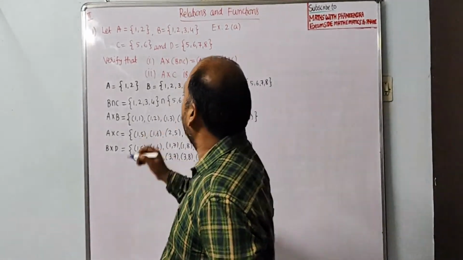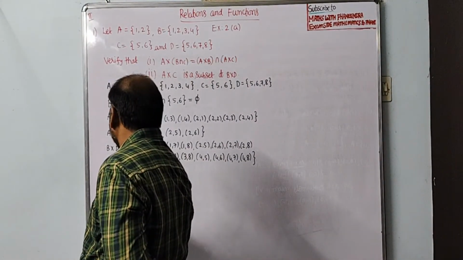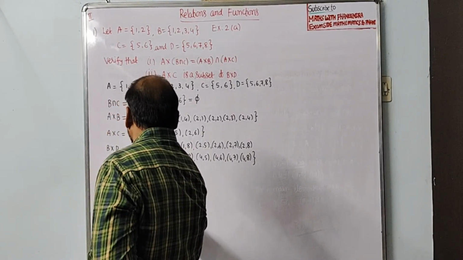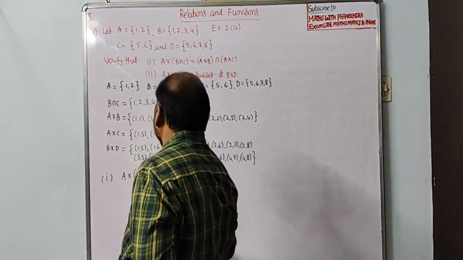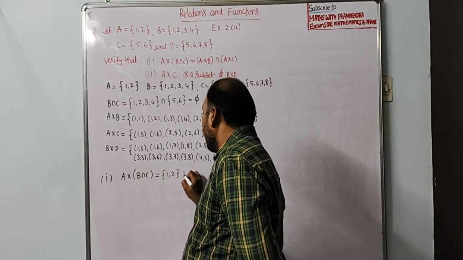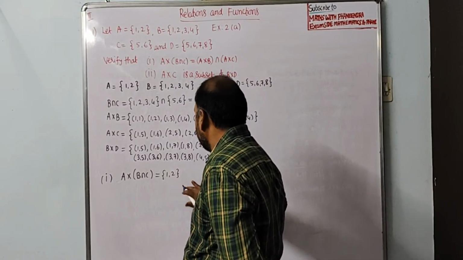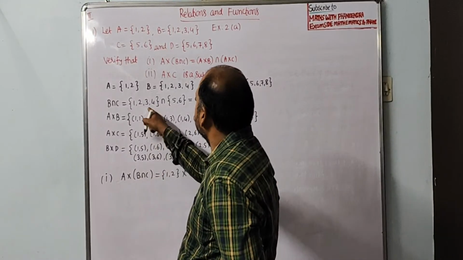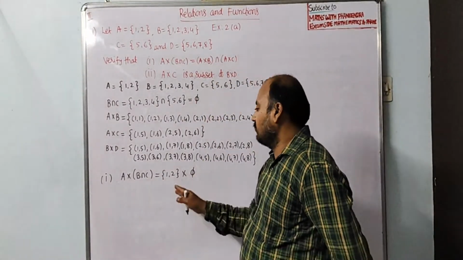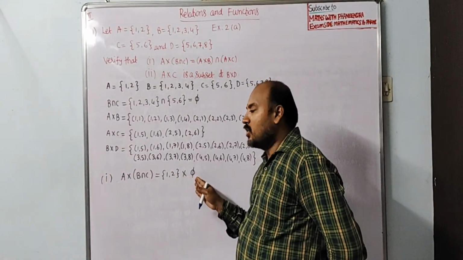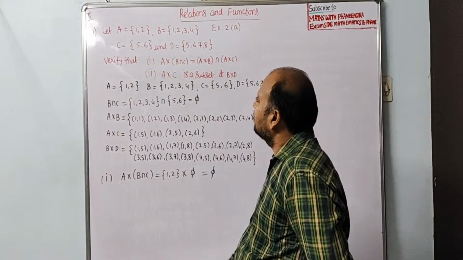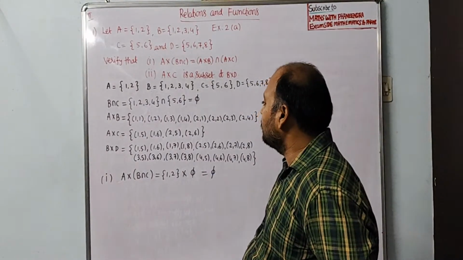Later we will verify the first one. Question number 1: A cross (B intersection C). So A is what? {1, 2} cross B intersection C. What is B intersection C? Null set. {1, 2} cross product with the null set is equal to the null set. What happened, dear students?